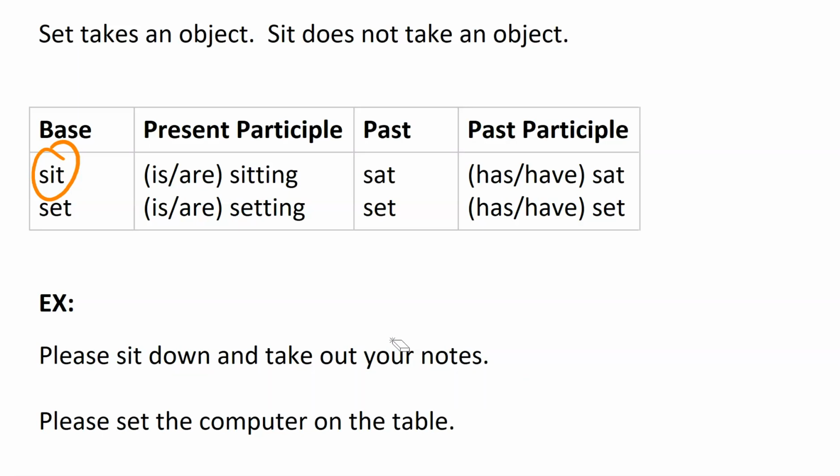Then this one, we have an object. Please set the computer. That's your DO right there. But oftentimes, I think it's fair to say that many people tend to incorrectly use the word sit. Please sit the computer on the table. We don't really sit the computer on the table, even though it might look like the computer is sitting. You set the computer on the table.